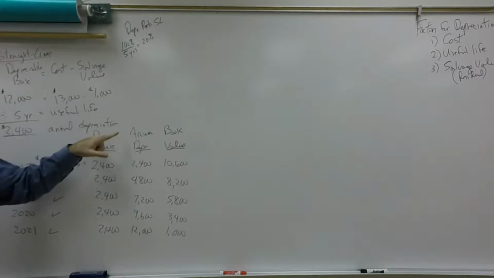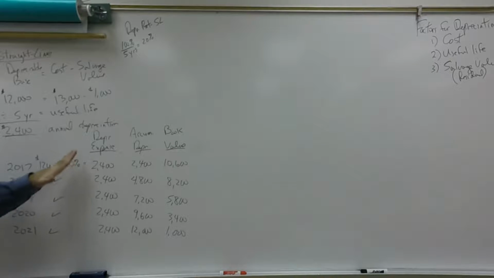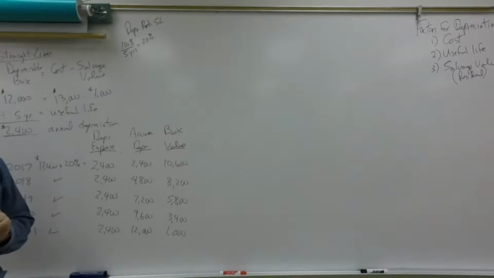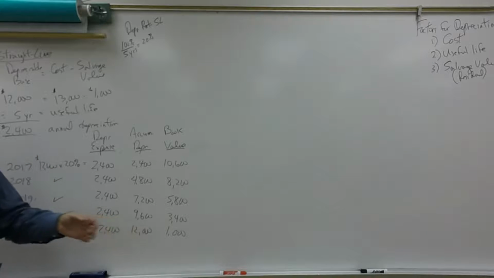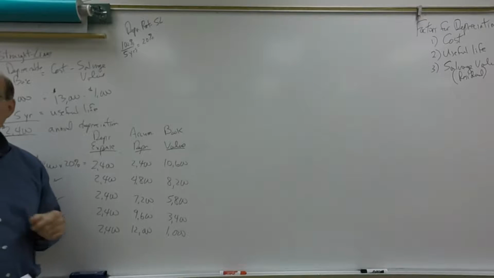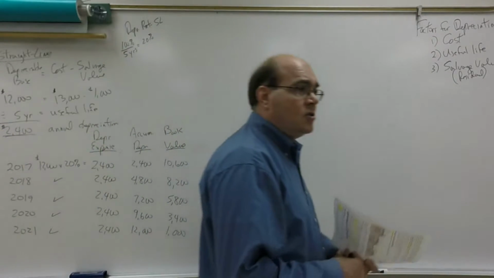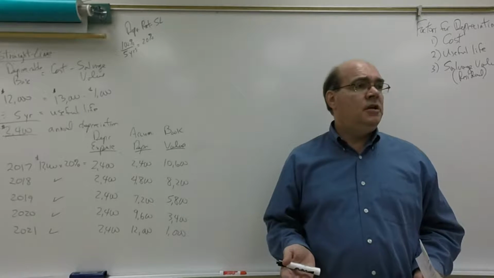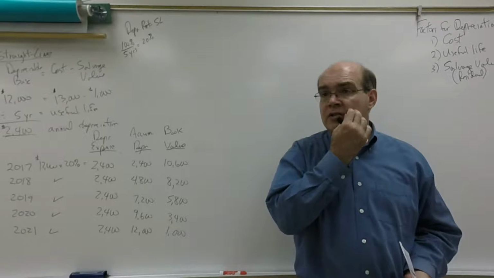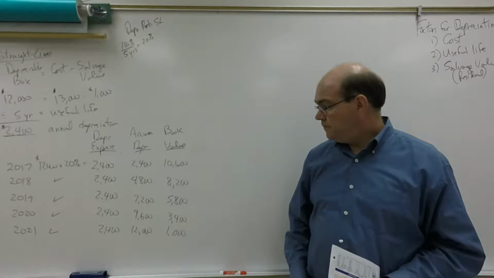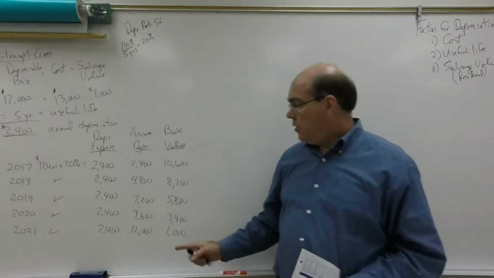So if we've done everything right, when we get to the end of the useful life and we've done the depreciation, the book value should always equal the salvage value. If the salvage value is 0, then the book value will be 0. Okay. So that's straight line. It's the most simple to use, it's the most common, and it's the one that you're probably going to see the most frequently. Okay?